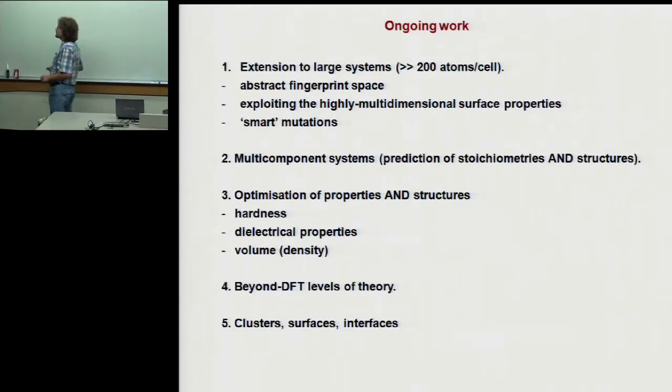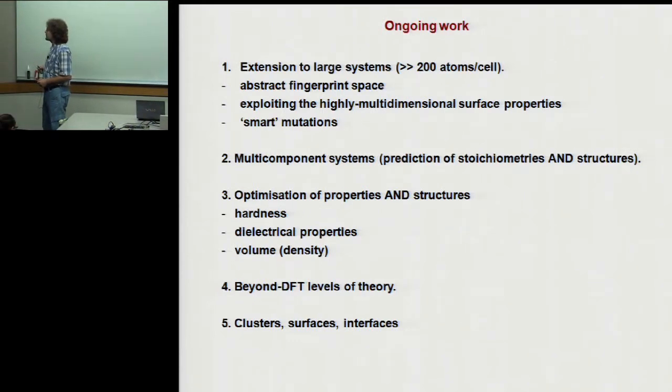Now we have a lot of work, and actually we have more ideas that we can implement by ourselves. First direction is to extend the method to large systems. It's really hard because the complexity of the task rises exponentially with the number of atoms in the unit cell, but we have found some interesting ideas like really smart mutations that exploit the chemical knowledge that we know about the system. There are some things in this highly multidimensional surface properties that help us a lot to reduce the effective dimensionality of the problem.